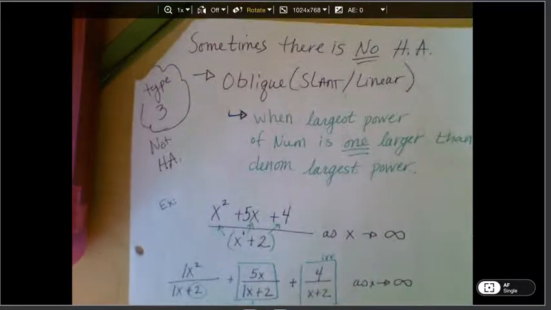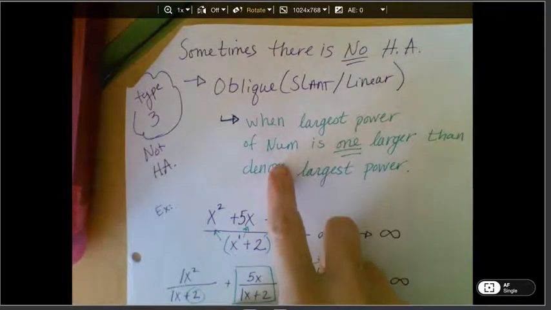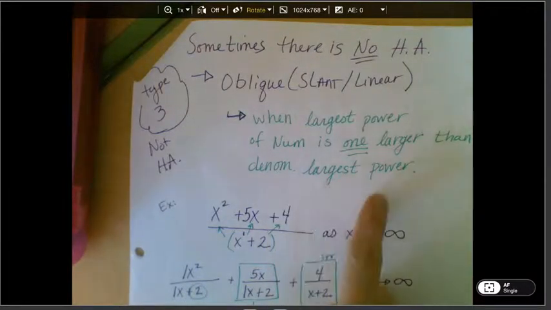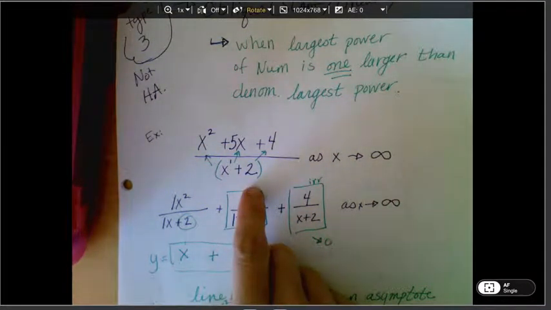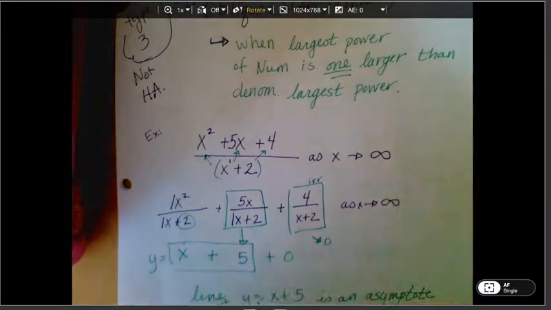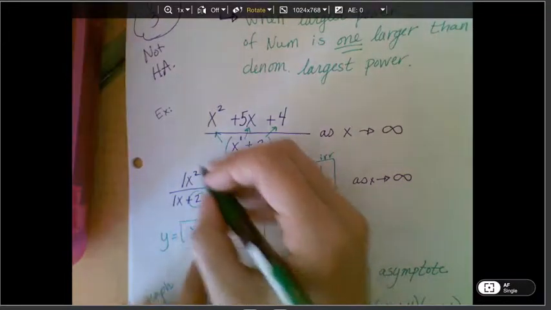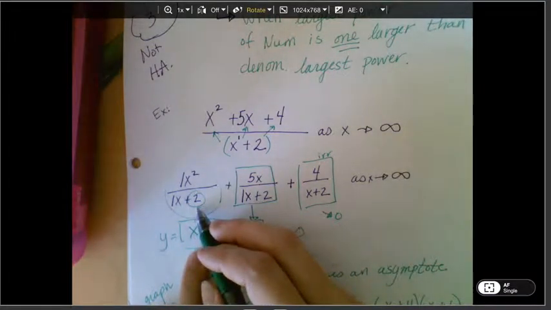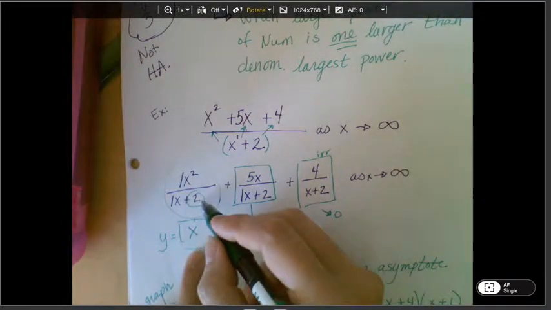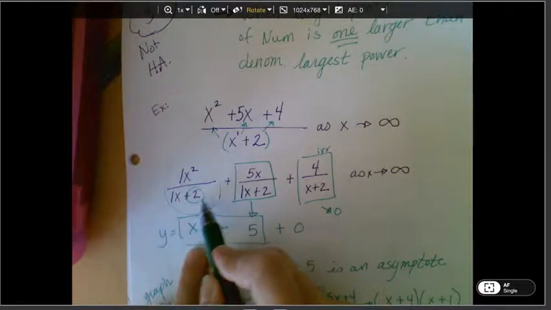Okay, this is just a review of those weird horizontal asymptotes, those weird ones that do the slant linear thing when the numerator is 1 larger than the denominator's largest power. So for example, if I had x squared plus 5x plus 4 over x plus 2, and x is going to approach infinity, let's divide this term into every single thing. So this right here becomes x, because it doesn't really matter about that 2. As x gets infinitely large, this 2 is sort of irrelevant.